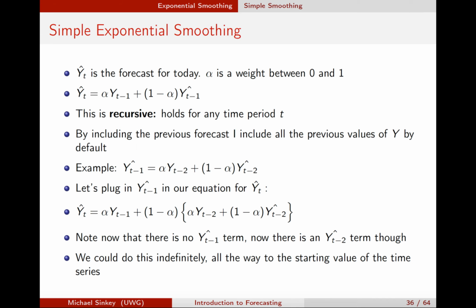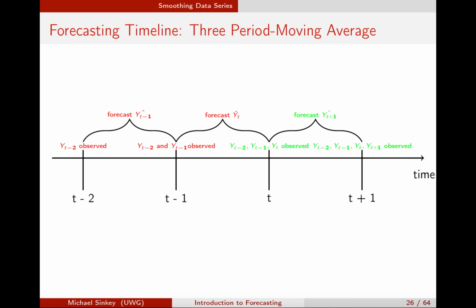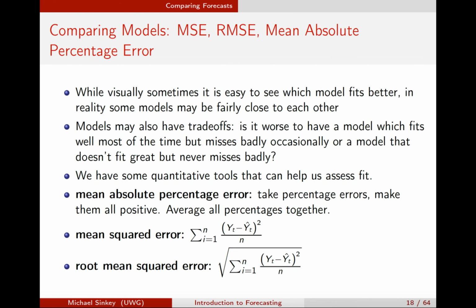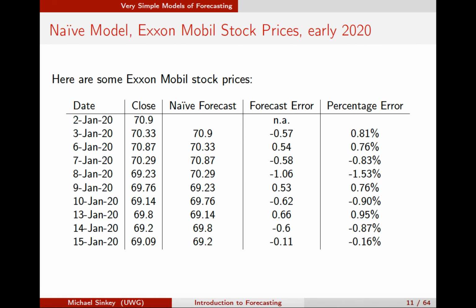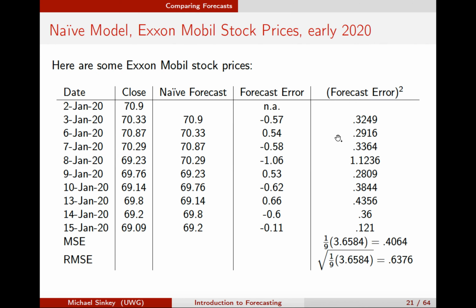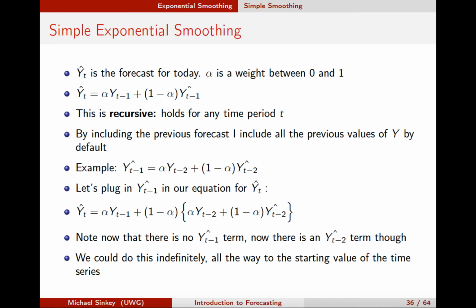I do that with what's called a simple exponential smoothing forecast. YT hat, this first bullet point, continues to be the forecast for today. So YT hat has the same meaning that it had, if we go back through these slides, for the moving average. If you take a look at this slide, YT hat is the forecast for today. It has the same meaning as with the naive model here. There's no difference in the meaning for the exponential smoothing forecast. YT hat is the forecast for today.